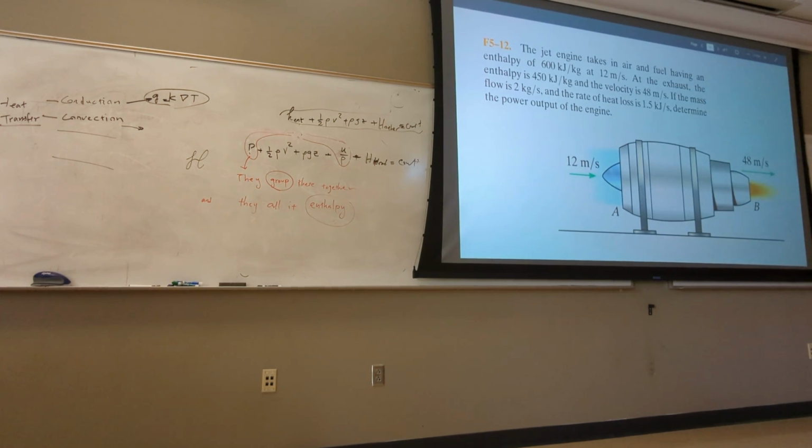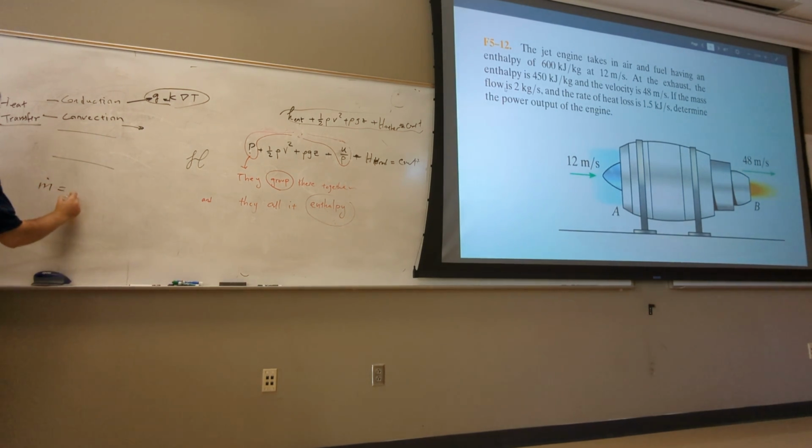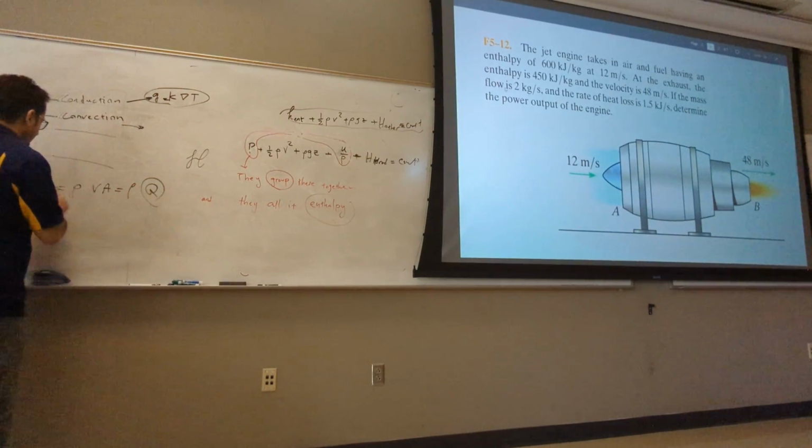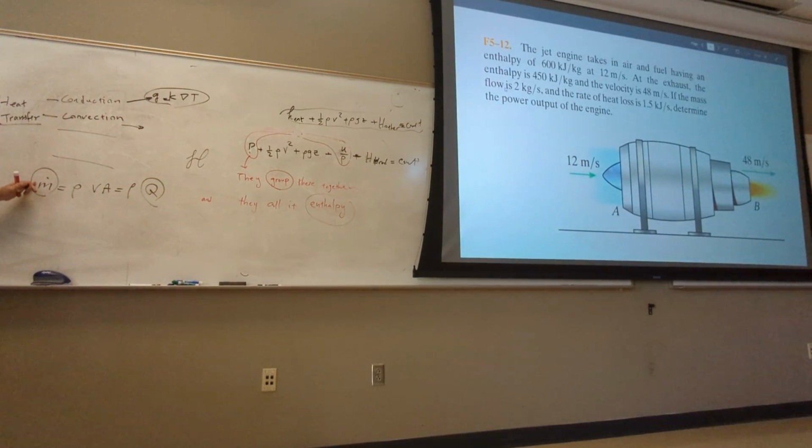So also it gives you velocity at the outlet, 48 meters per second. And it gives you mass rate, m dot. So m dot, you know that? M dot is rho VA or rho Q. Now, why does it give you m dot? Because it's a compressible flow. This is probably the first and last problem in this class that is compressible.